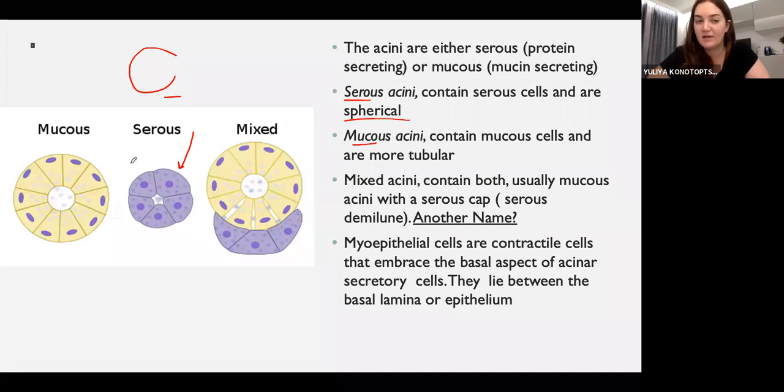Mucus acini. This is not a good picture, but what's the shape of the mucus acini? They're more or less tubular. They're a little bit elongated, okay? So this is the mucus acinus. I want to make sure you understand it. Which acinus is this?